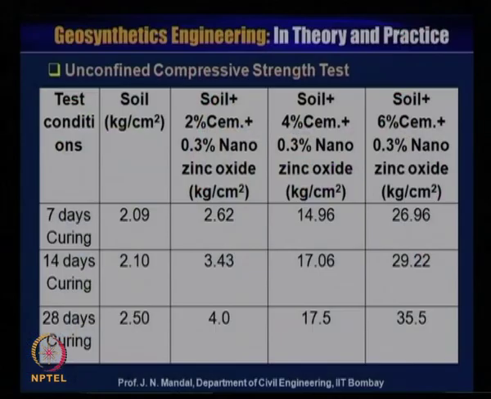In case of the rural road, as per the IRC code specification, the unconfined compressive strength of the cement stabilized material at 14 days should not exceed 17.5 kg per centimeter square, for which cement required is about 5 to 7%. So, here you can see that when you add only 4% cement and 0.3% nano zinc oxide, it satisfies this criteria or specification.